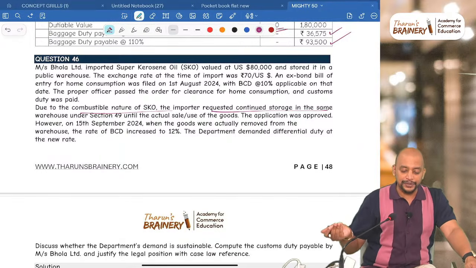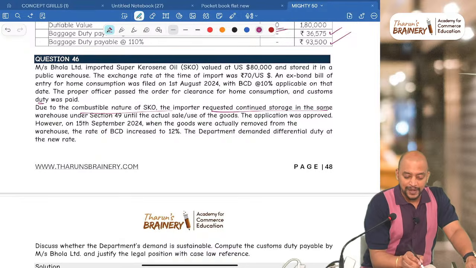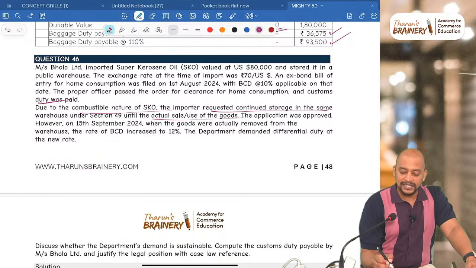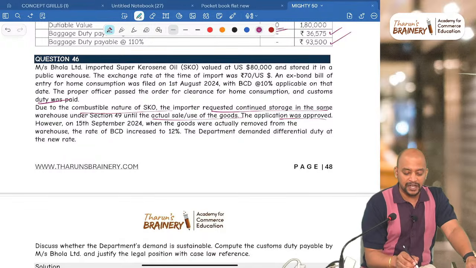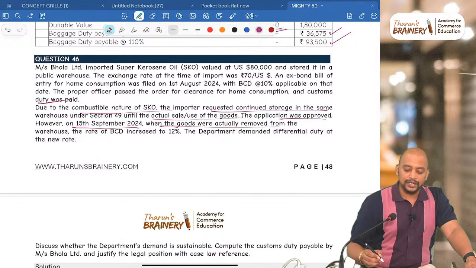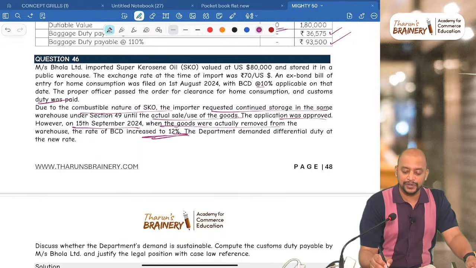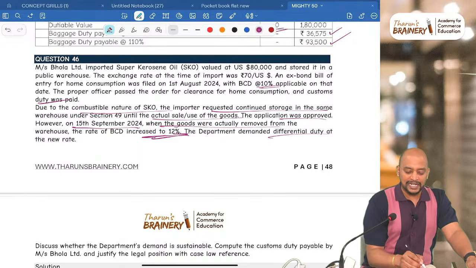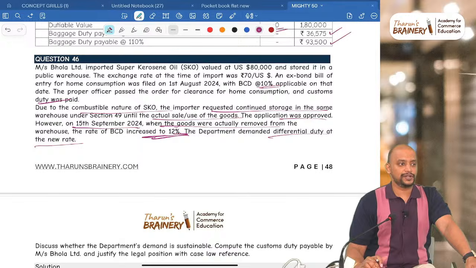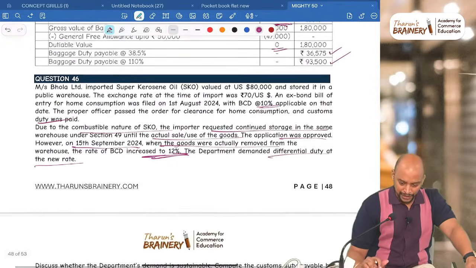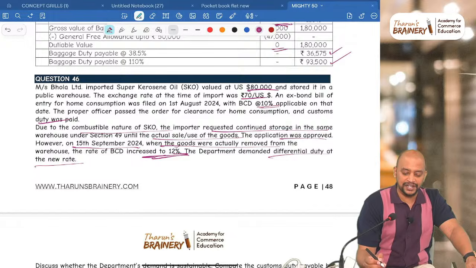Whether he paid the duty? Yes, customs duty was paid and they made a warehousing request until the actual sale or usage of goods, and the application was approved. However, on 15 September, when the goods are actually removed from the warehouse, the rate increased to 12%. Initially it was 10%. Department demanded differential duty. What is your answer? No. So that is this. Customs duty already paid is 80,000 into 70 into 10%.